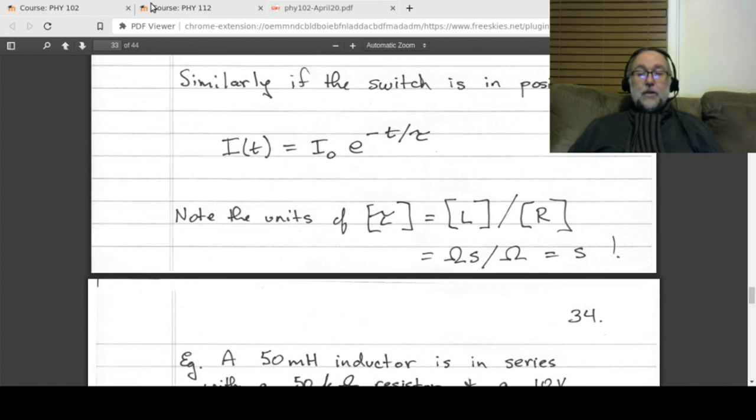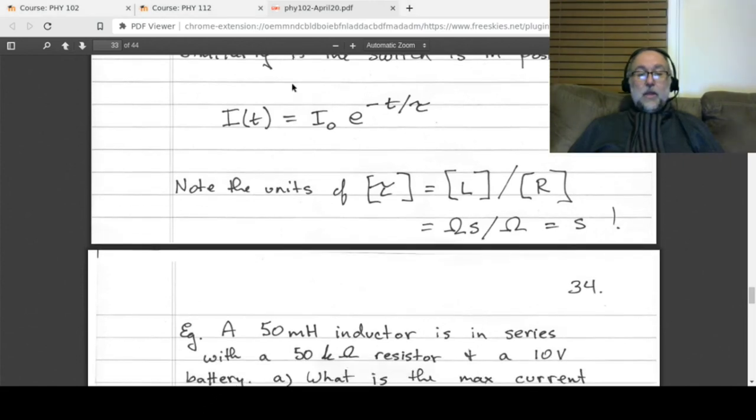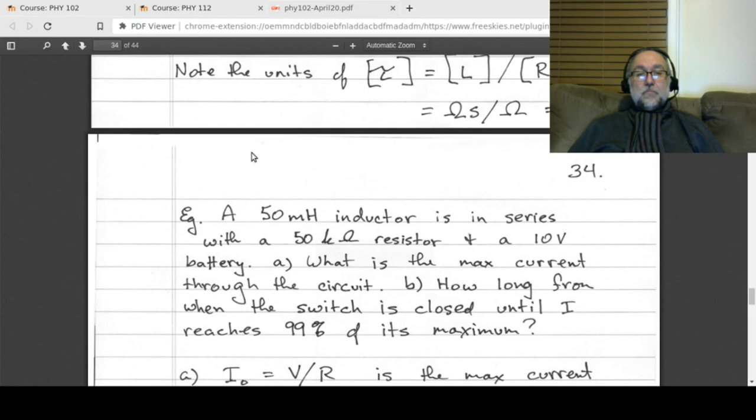It's the LC circuit. Okay, so we have a 50 millihenry inductor. That's a typical size, you know, millihenries, microhenries. A henry, one henry is quite a bit of inductance. You can make them, but that's a lot of inductance.